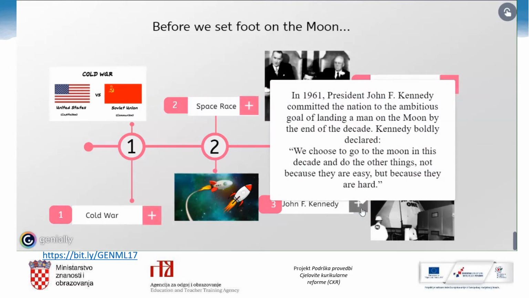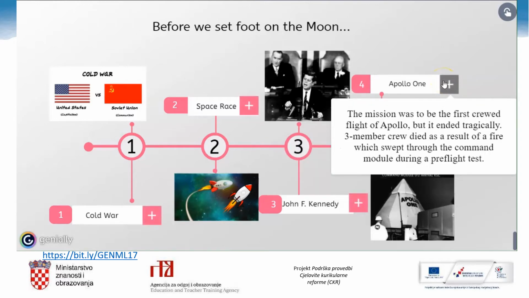In 1961, President John Fitzgerald Kennedy committed the nation to the ambitious goal of landing a man on the moon by the end of the decade. Kennedy boldly declared, "We choose to go to the moon in this decade and do the other things not because they are easy, but because they are hard." And finally, Apollo 1. The mission was to be the first crewed flight of Apollo, but it ended tragically. 3-member crew died as a result of a fire which swept through the command module during a pre-flight test.